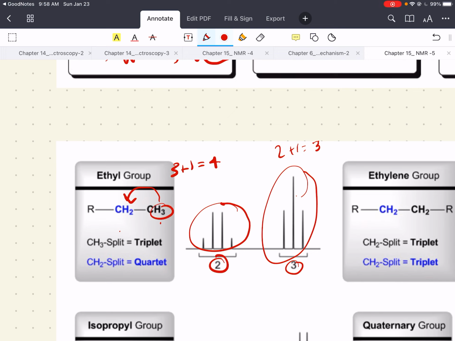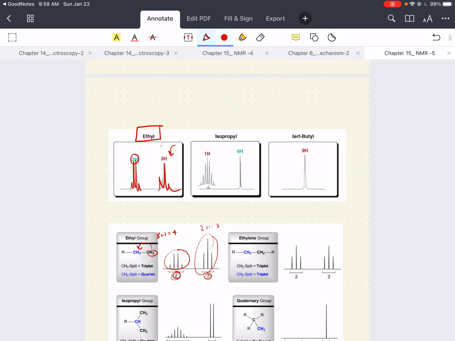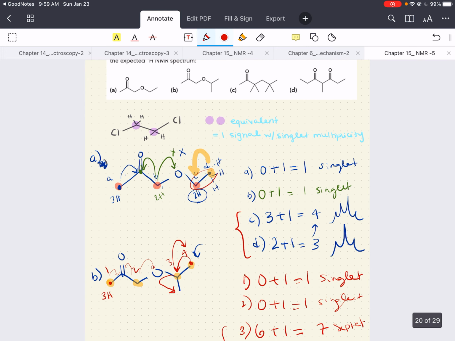So whenever you see a quartet with integration 2 and a triplet with integration 3, know that your NMR is signaling that your molecule has an ethyl group. And we saw that right here. Our molecule had an ethyl group, and we saw the same exact pattern in that example problem.